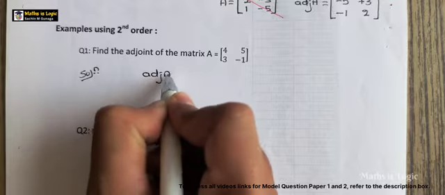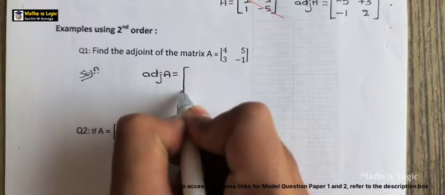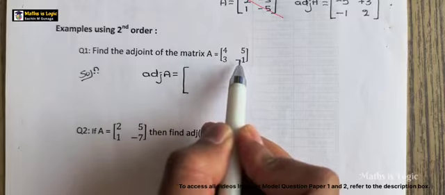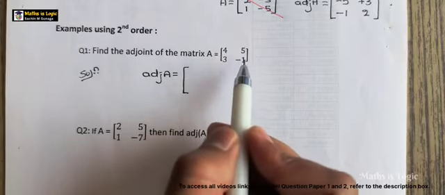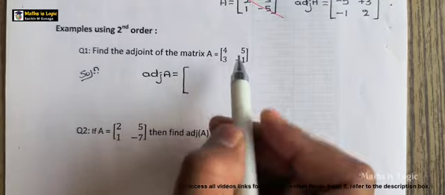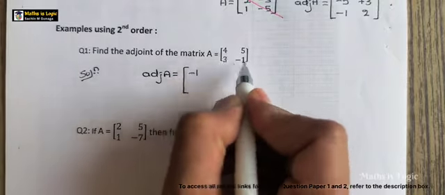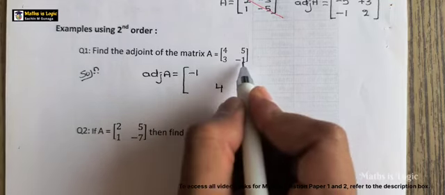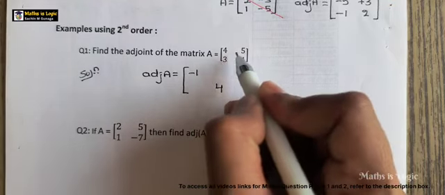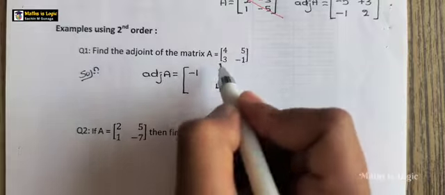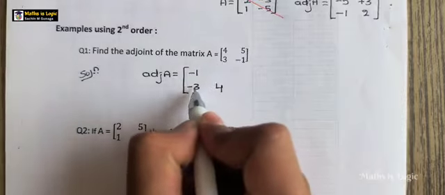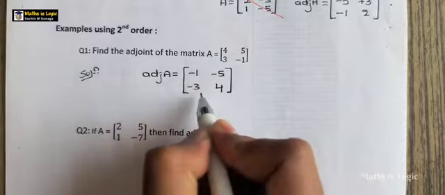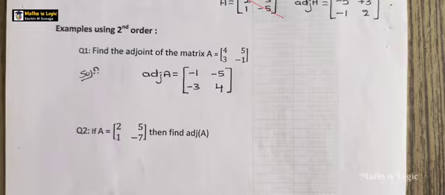Adjoint of A is equals to, so 4 and minus 1 are the principal diagonal elements. So interchange the principal diagonal elements. In place of 4 write minus 1. In place of minus 1 write 4. After interchanging principal diagonal elements, for the remaining elements only change the sign. Plus 3 becomes minus 3, plus 5 becomes minus 5. So this matrix we are going to call the adjoint of the matrix.